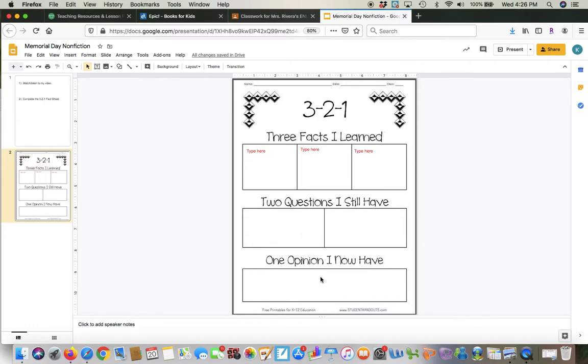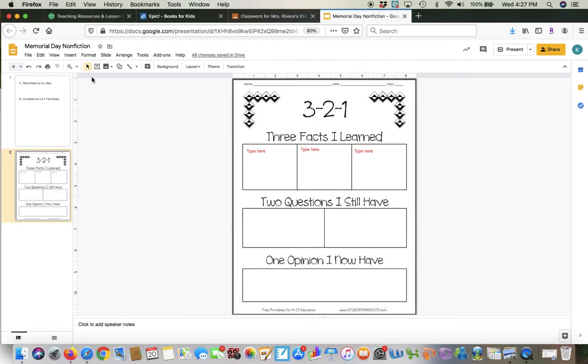And the last part is one opinion that you have now. So an opinion, remember, is what you think. So now that you know a little bit about Memorial Day, what do you think about it? What do you think about what people do for Memorial Day? Any kind of opinion, anything that you are thinking about Memorial Day. Okay, so three facts, two questions, and one opinion of what you think.